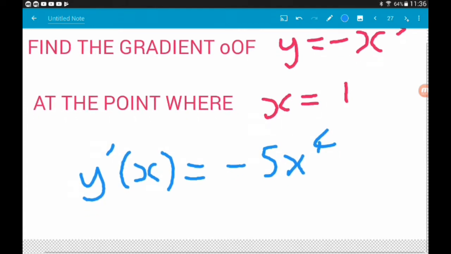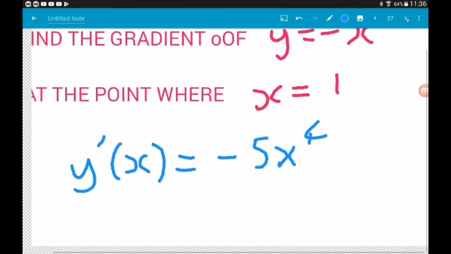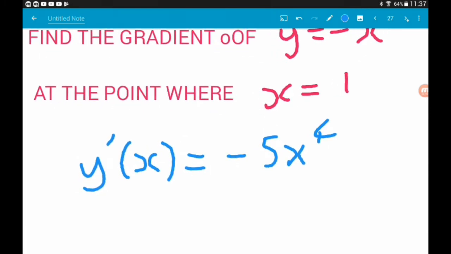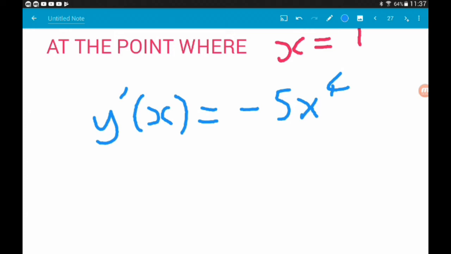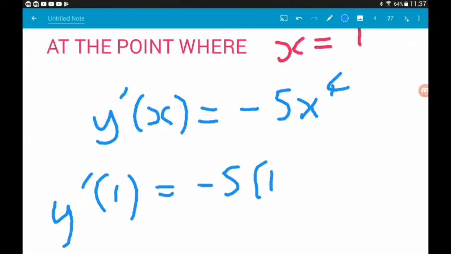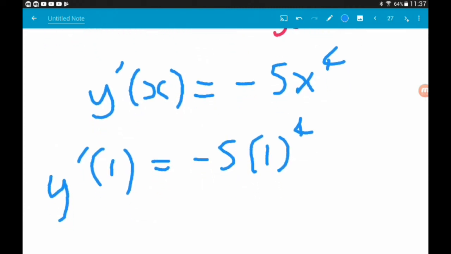To answer the question, we want the gradient at the point where x is equal to 1. We substitute 1 into y dash, so we write it as y dash of 1. So y dash of 1 is going to be minus 5 lots of 1 to the power of 4. Now 1 to the power of 4 is just 1. So we've got minus 5 times 1, so it's minus 5. Good times.